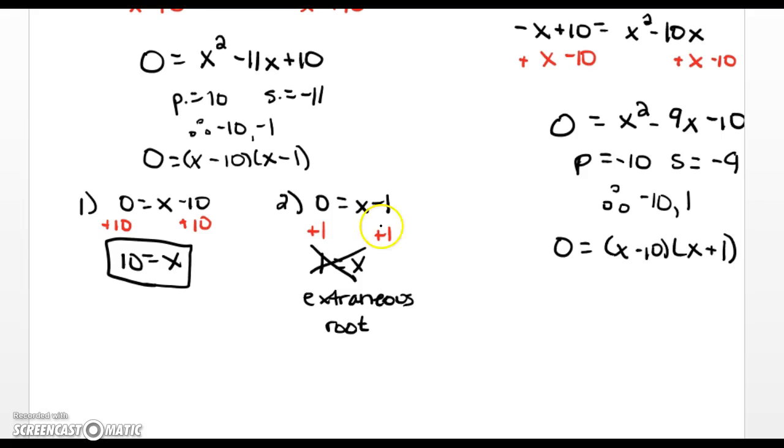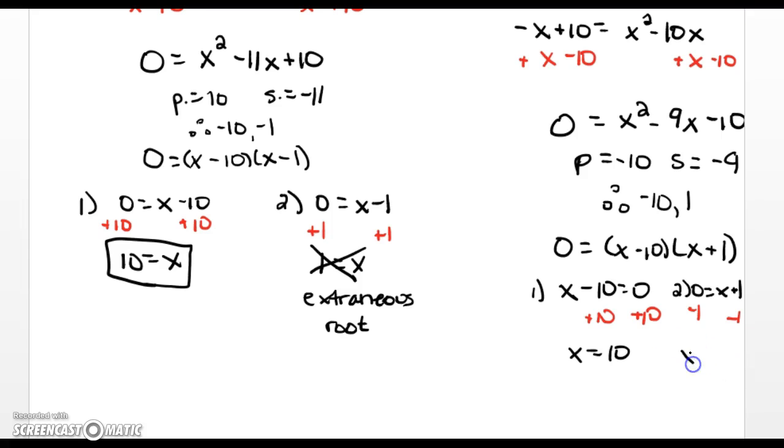Then we're going to set each of those factors equal to 0, and then we're going to solve. Here I want to get rid of subtract 10, so I'm going to add 10 to each side. So x is equal to positive 10. And here I want to subtract 1 to move it to the other side. So here x would be equal to negative 1.